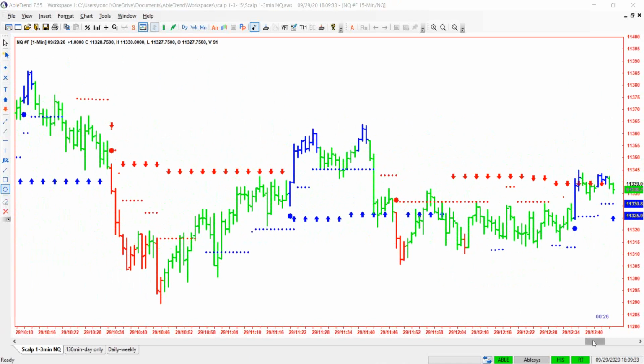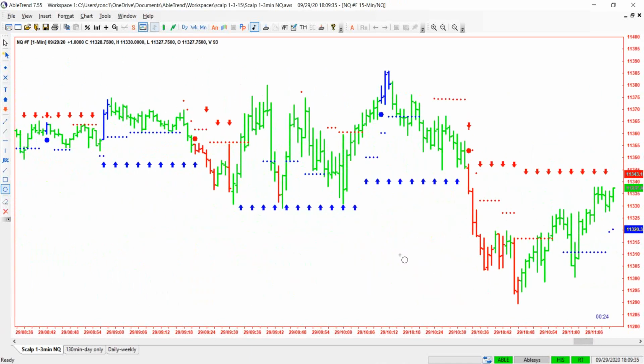Okay, so going back to today, there were a couple of rocky periods here today. We actually had to take a bunch of losses in a row, which is unusual.